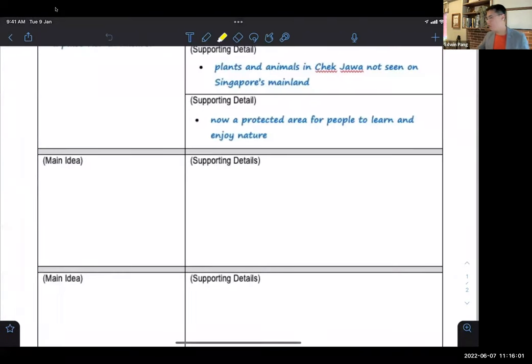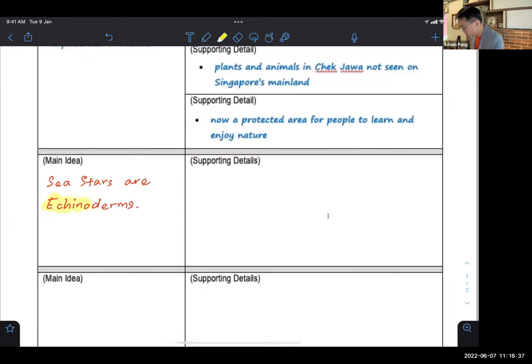So I'm going to write over here under my second main idea, and I want all of you to write along with me. Please write this down. And I want you to highlight the word echinoderms, because this is going to be what the entire remainder of Chek Jawa is about. Do you all agree with me? We don't see any other animal. We only talk about sea stars going forward. And of course, the scientific name for sea stars is echinoderms.